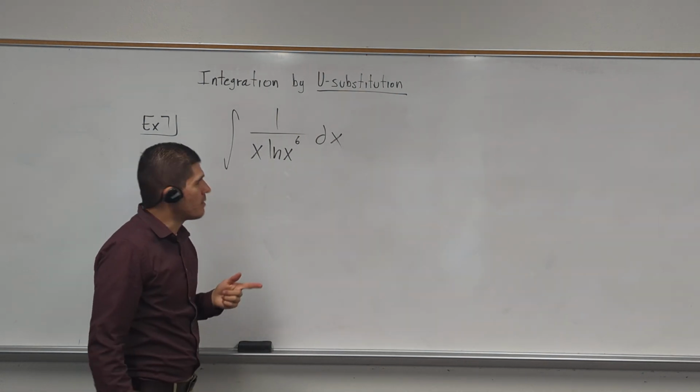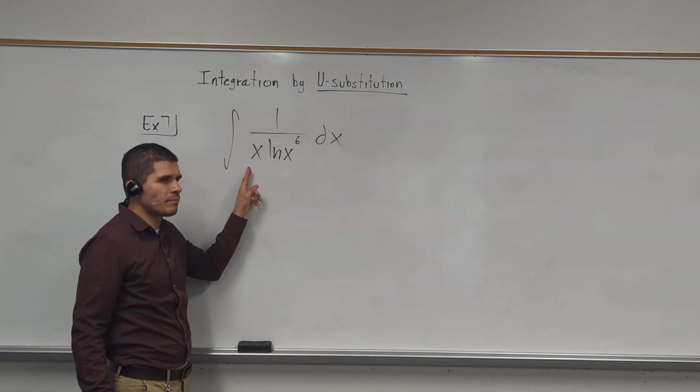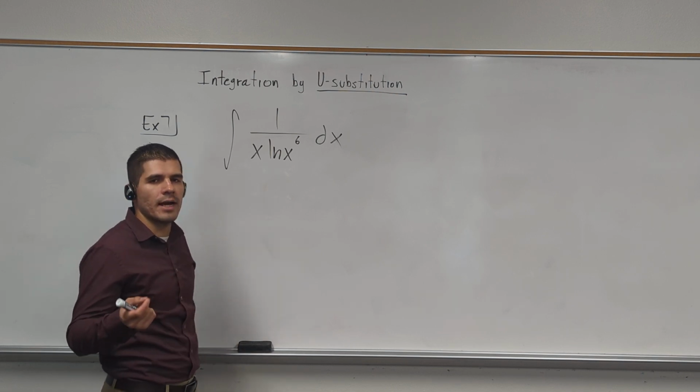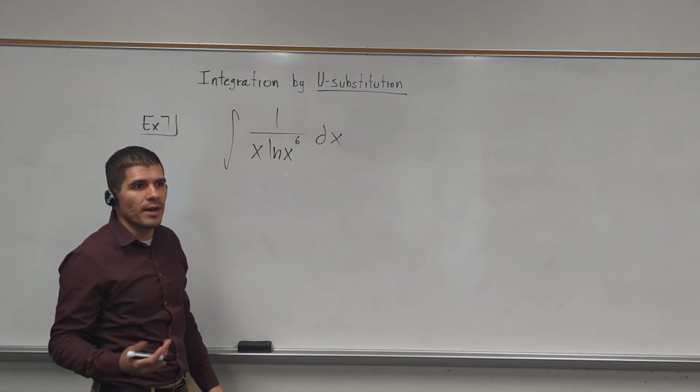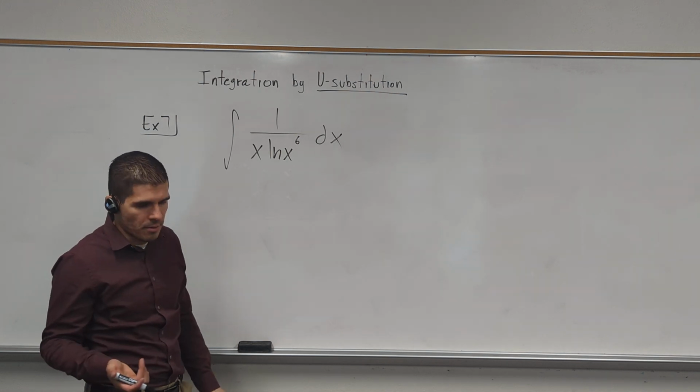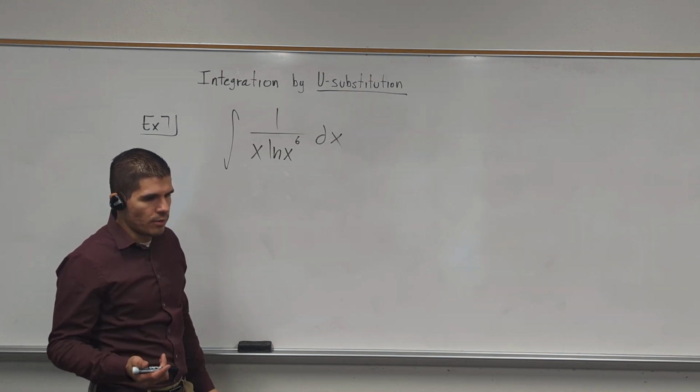What I'm interested in is the fact that I do see a 1 over x. I know the derivative of a natural log is 1 over x. The problem is that I don't have a natural log of x. I have a natural log of x to the 6th power. So what could I do?